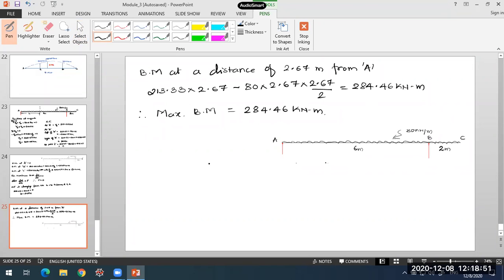How do you find that point of contraflexure? I have to find out where it is, at what distance, because the nature of bending of the beam is changing over here. So again, I'll take a section somewhere between A and B at a distance x from A. Now I'll write the equation of bending moment at this particular section. What will that be equal to? This is VA, 213.33 into x, minus due to UDL 80 into x by 2. This bending moment should be 0 at the point of contraflexure.